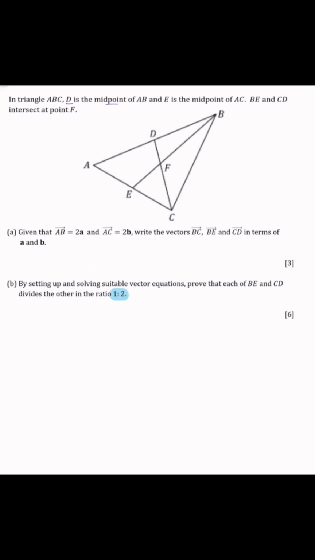Can you solve this insane 6-mark vector question? This is what we're looking at. So we're given D is the midpoint of AB and E is the midpoint of AC. Let's do some little lines to remind ourselves of this. And obviously, the CD and BE intersect at F.